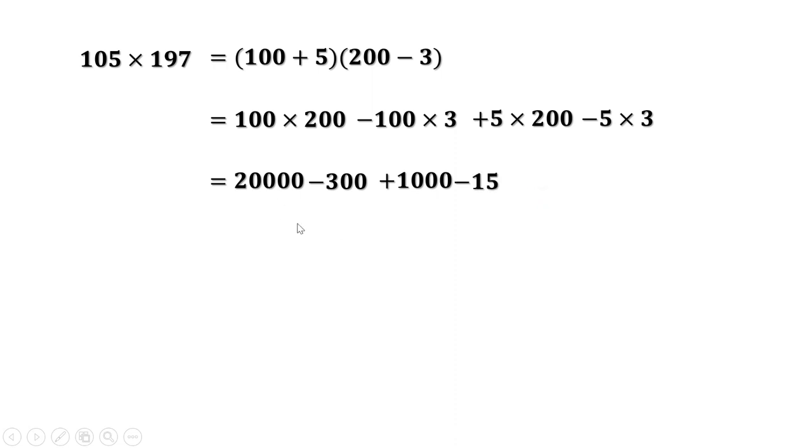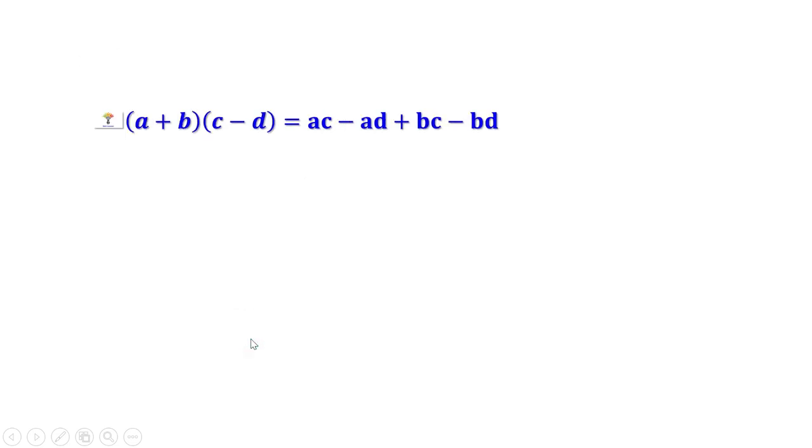Now let us add the positive numbers together. 20,000 plus 1000 is 21,000. Minus 300 minus 15 is minus 315. Now we have to subtract 315 from 21,000 and we get 20,685. That is, 105 into 197 is 20,685. Let us recall what we have learned today.